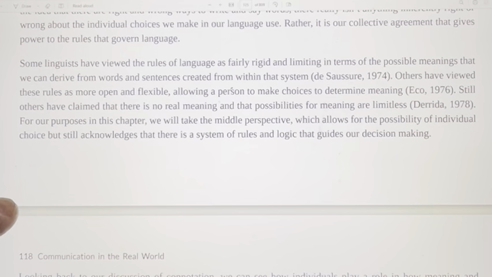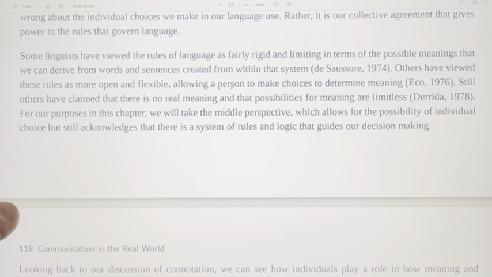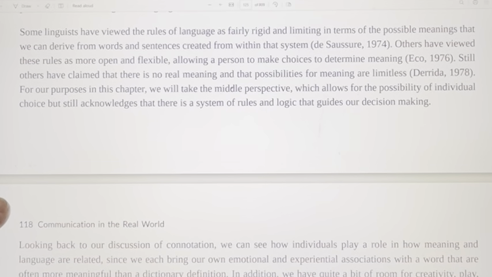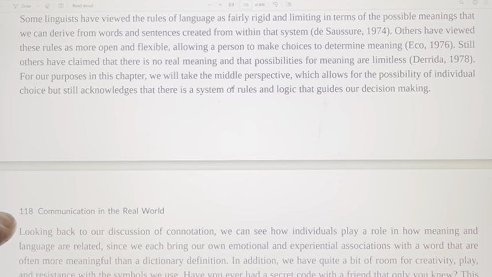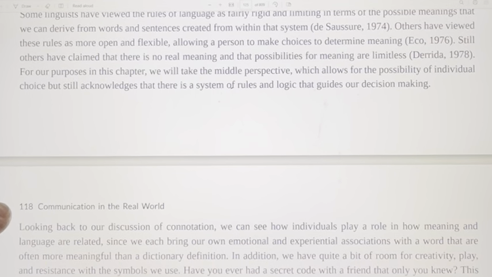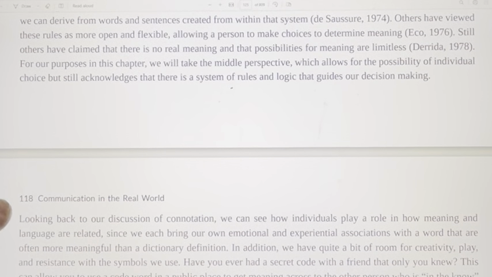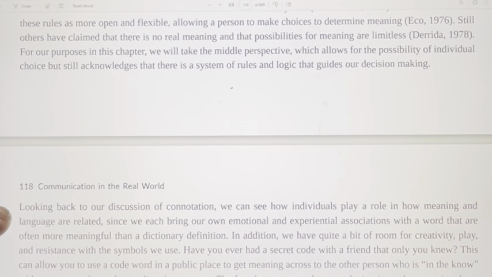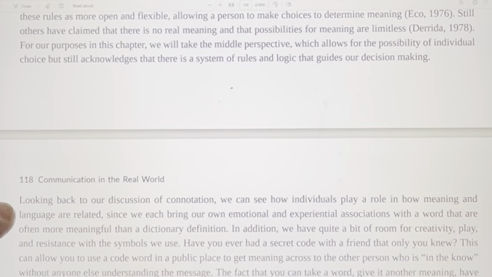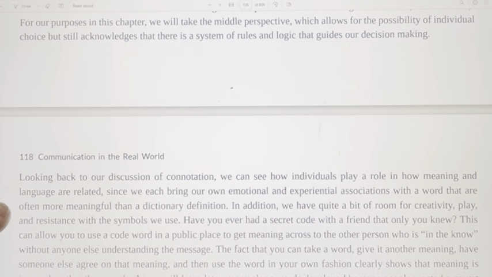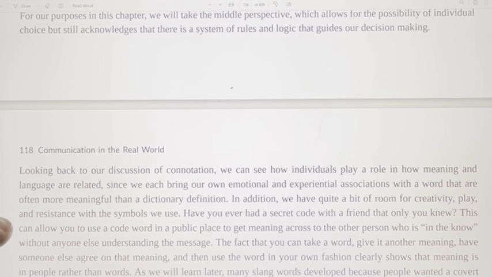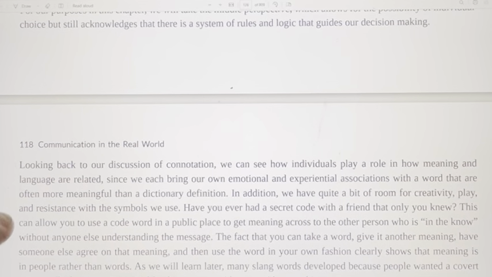Rather, it is our collective agreement that gives power to the rules that govern language. Some linguists have viewed the rules of language as fairly rigid and limiting in terms of the possible meanings that we can derive from words and sentences created from within that system. Others have viewed these rules as more open and flexible, allowing a person to make choices to determine meaning. Still, others have claimed that there is no real meaning and that possibilities for meaning are limitless. For our choices in this chapter, we will take the middle perspective, which allows for the possibility of individual choice, but still acknowledges that there is a system of rules and logic that guides our decision-making.